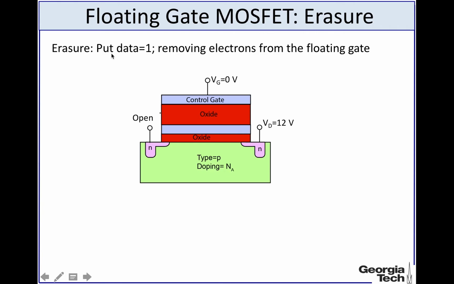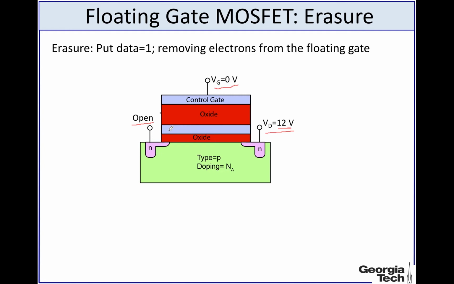Now let's see how you do an erase operation. What erase operation means is that you put a data value of 1. Now this essentially means that if there were some electrons in the floating gate, you will remove those electrons. In this case, the source is now not connected to the ground, rather it's left open or floating, and then the same high drain voltage, for example 12 volts, is applied to the drain, and the gate is now changed to 0 volts.